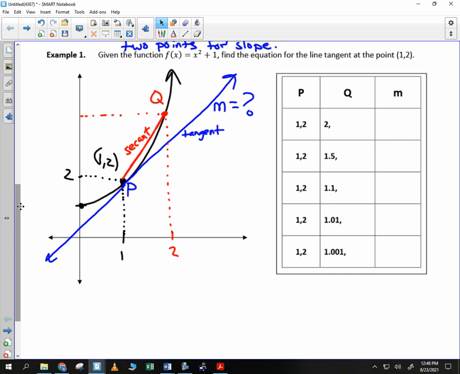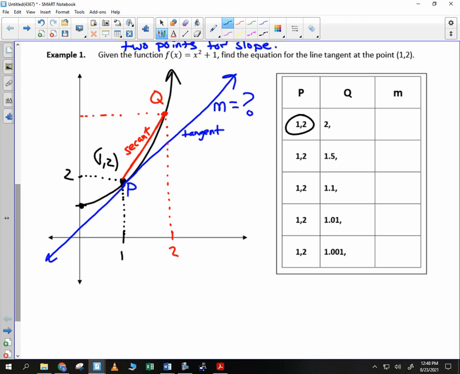Would you agree that the slope of the red line is not the same as the blue line, but it's similar? Like it's somewhat close? Yeah? So let's find the slope of the red line at this point. Let's find the slope of the secant line. I need 2 points, right? What's this coordinate? 1, 2. So you can see we have one coordinate, which is 1, 2.